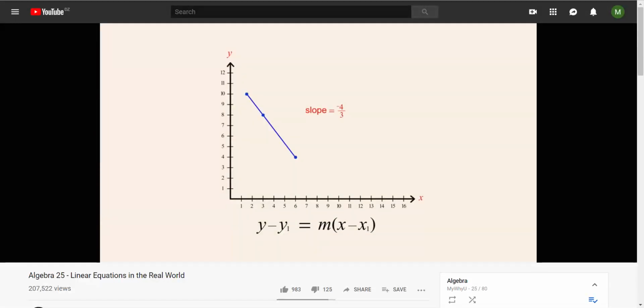If we choose the bottom point, which has coordinates 6, 4, to use as the known point in the point-slope formula, then x1 is 6, y1 is 4, and the slope m is -4/3.